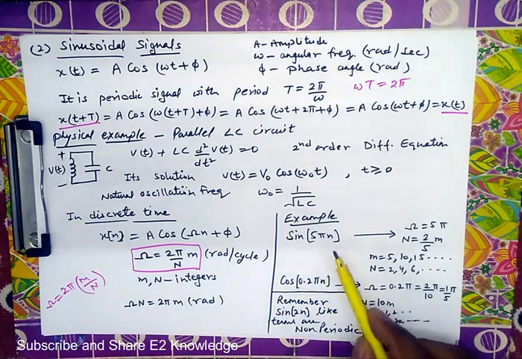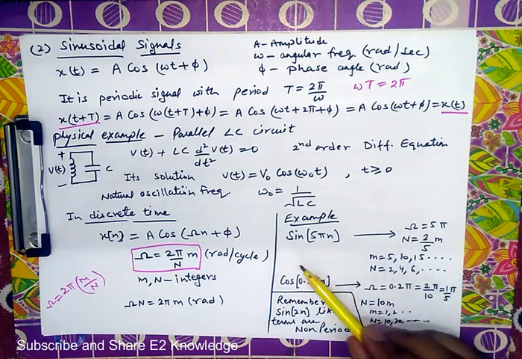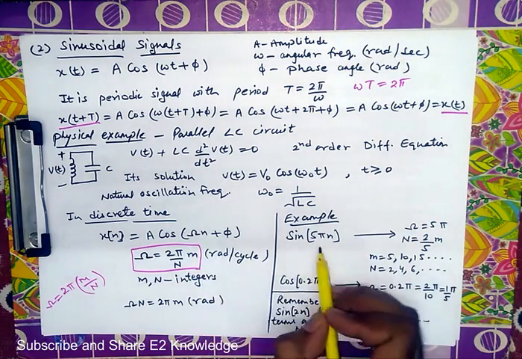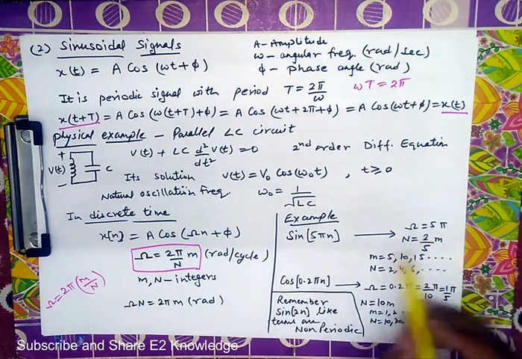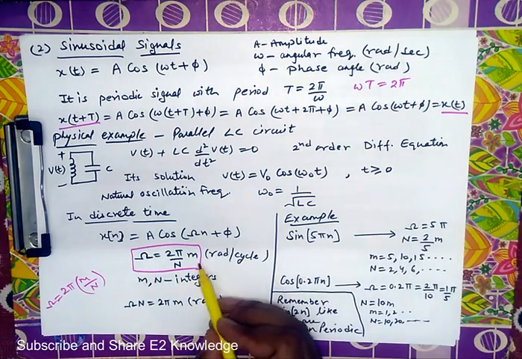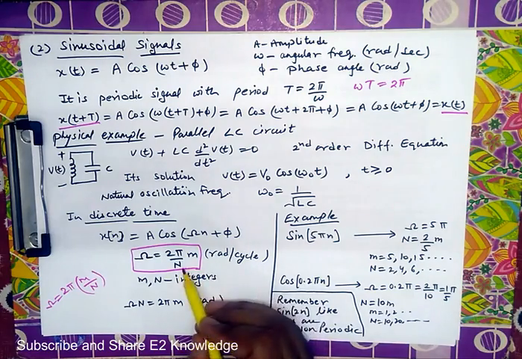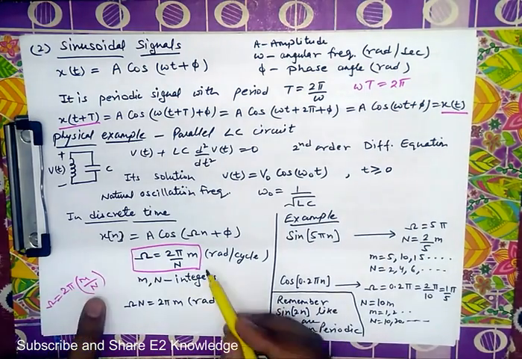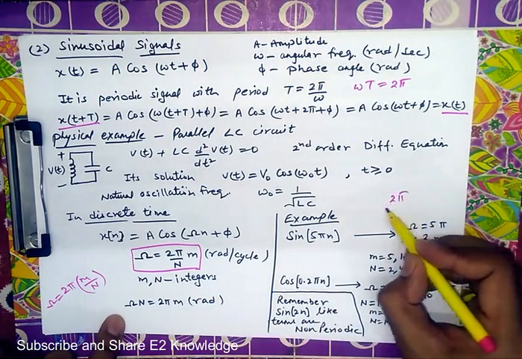So for example, suppose we have sin(5 pi n) as a discrete sinusoidal signal. Now comparing with this expression, phi is 0 and omega is equal to 5 pi, and again by comparing with the general expression of omega, 5 pi is equal to 2 pi m upon N. Pi and pi cancel out, and it becomes N is equal to 2 pi by 5 m by comparing this. Okay, I think I may write here.